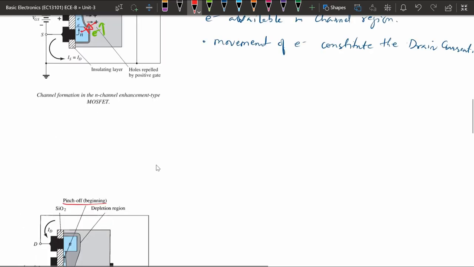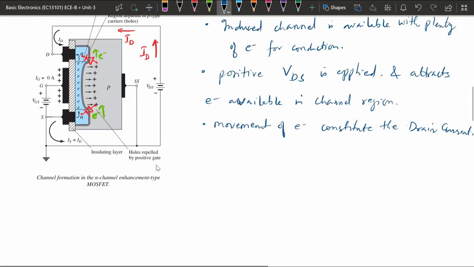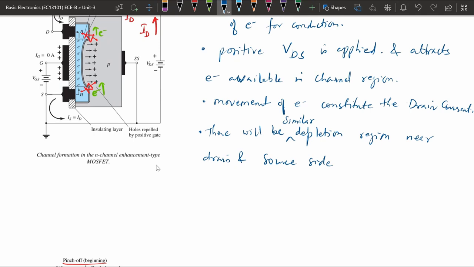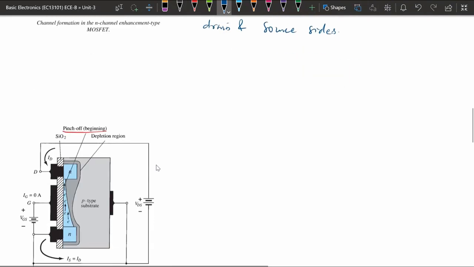So that analysis we will do by applying the drain to source voltage. In this case we can write, there will be a similar depletion region near the drain and source sides. So on both sides, a similar depletion region will be there if we apply a small drain to source voltage. Okay, so now we will see the third case.